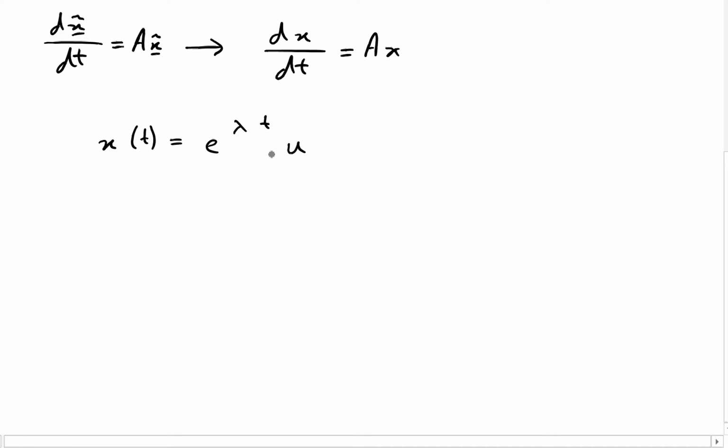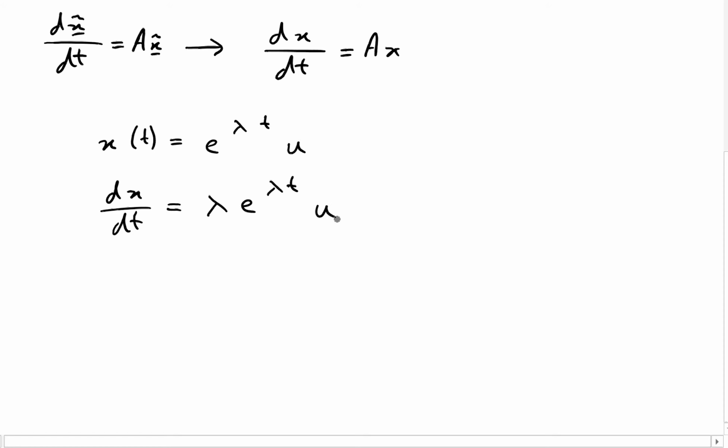Now if we differentiate this, I'm going to drop the function of t, again for convenience. So I've got dx/dt. If I differentiate this with respect to t, what am I going to end up with? I'm going to end up with lambda e to the lambda t times u, where u is just our eigenvector.